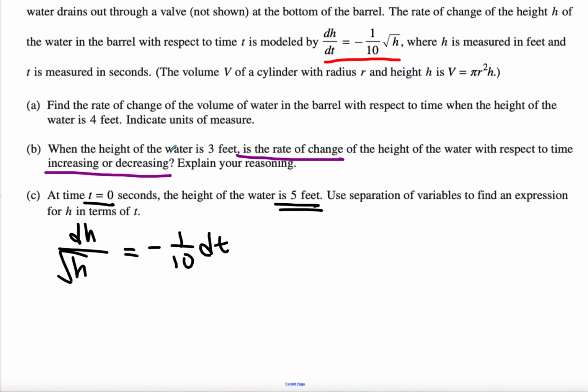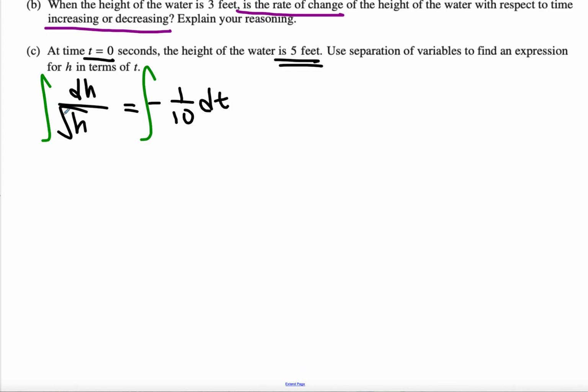And of course, we're going to integrate both sides. My left side now becomes, this is negative 1/2, so adding 1, it becomes positive 1/2, and then dividing by 1/2, that becomes 2. So 2 square root of h. My right side is negative t over 10 plus c.